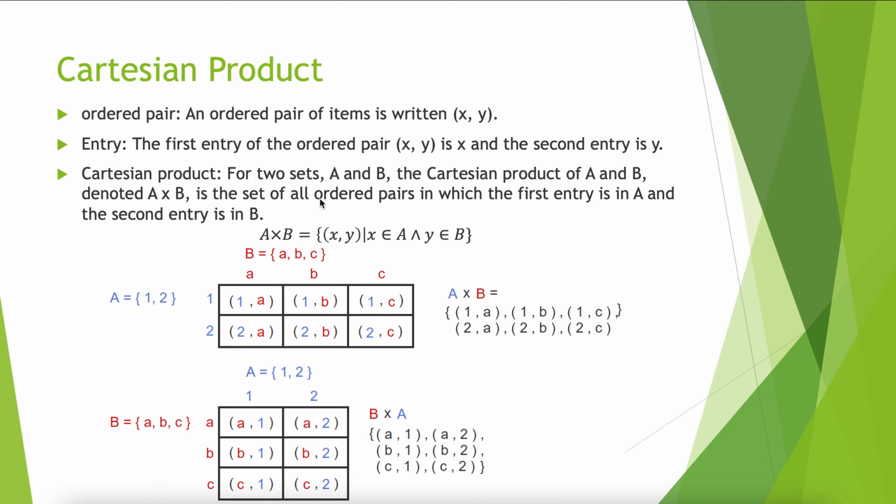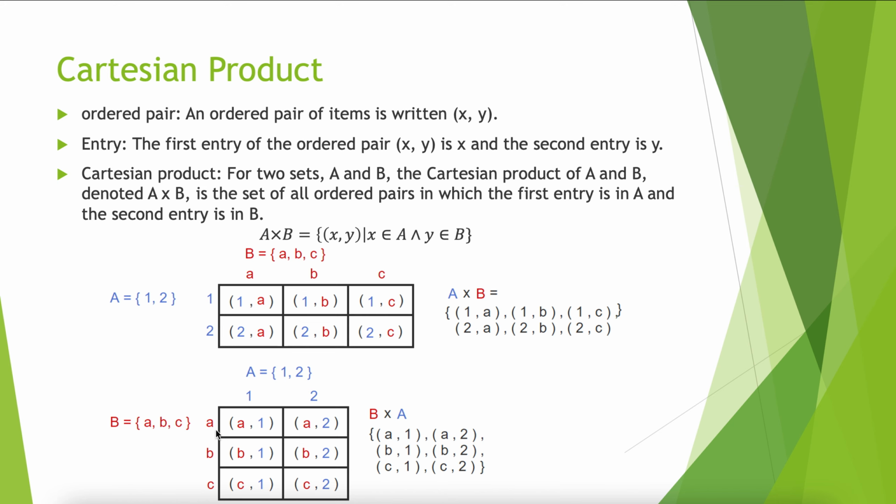It is basically the set of all ordered pairs in which the first entry is in A and the second entry is in B. So A cross B is equal to the set of (X, Y), where X belongs to A and Y belongs to B. Let's say A is {1, 2} and B is {A, B, C}. You create a table with 1 and 2 on the side and A, B, C on the top. Now multiply each thing. So this becomes 1A, 1B, 1C, 2A, 2B, 2C.